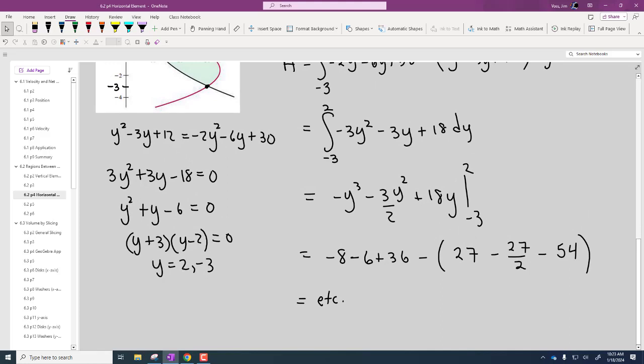So if it's horizontally simple, we integrate lower to upper. So we're integrating this direction instead of integrating horizontally.